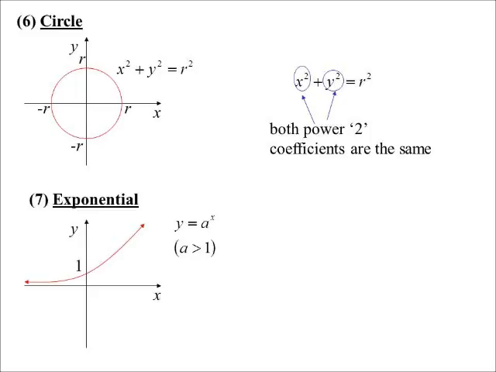Exponential. The basic exponential looks a bit like that. Always has a y-intercept of 1. Now, that's assuming the base is bigger than 1. So y equals a to the x. How do you recognise it? Oh, look, the pronumeral's in the power. That's why we call it an exponential, because another name for power is index, but another name for it is exponent.